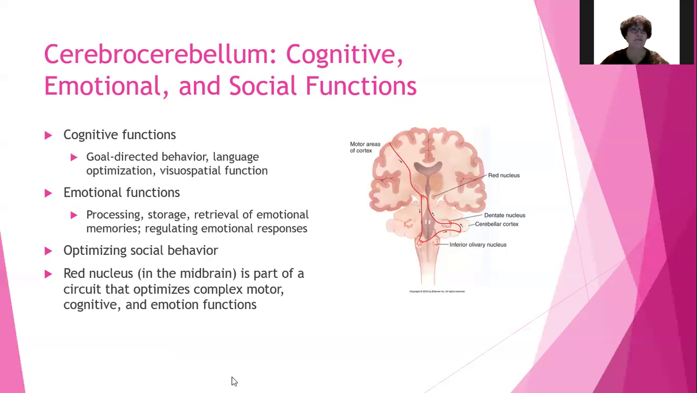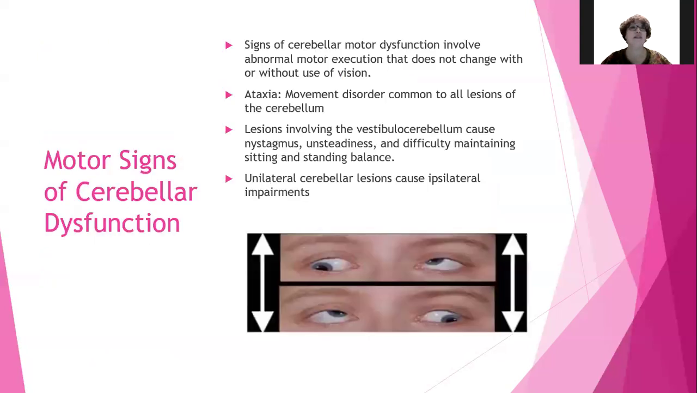The cerebellum is not just involved with movement, but it's also involved with lots of other cool stuff. So the signs, we see motor signs with cerebellar dysfunction. The signs of motor dysfunction involve abnormal motor execution that doesn't change with or without the use of vision. So your ataxia, it doesn't matter if you have your eyes open or eyes closed.